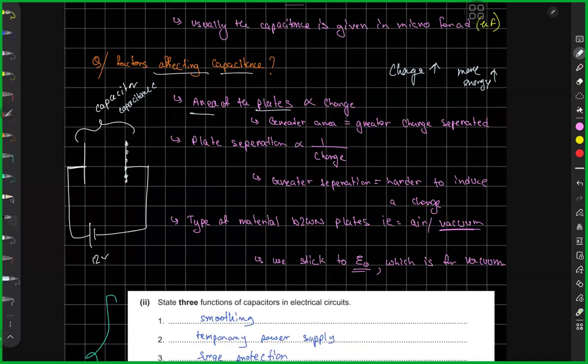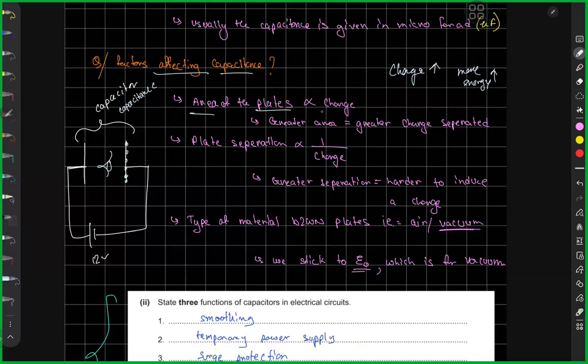One is the area of the plate that you're working with, that is the size of this plate, how wide and tall the plate is. So if I look from this side, how big is my plate? How tall is it and how wide is it? Okay. So the bigger the area, the more charge it can store. That seems quite intuitive, easy to understand. If I have more space, I can accommodate more electrons.